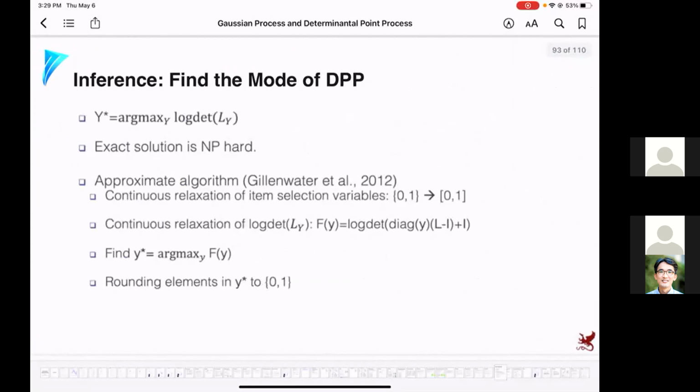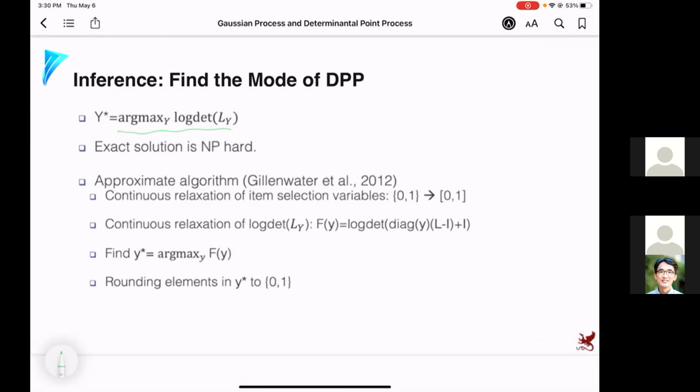And then when we want to make inference with basic DPP, kernelized DPP, or neural network-based DPP, what we want is the best subset. The best subset in this case is the subset selection that maximizes my log determinant. But people have shown that for this kind of subset selection, the exact solution is an NP-hard problem. So we need to do some approximations.